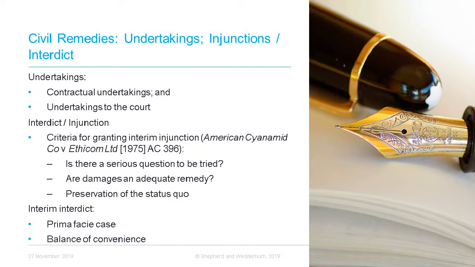However, an undertaking can also be given by the defendant to the court. The main difference between an undertaking given to the court and a contractual undertaking is that there is an immediate sanction for breach of an undertaking to the court. A breach is considered to be contempt of court and can, in theory, carry a prison sentence. In contrast, the remedies for breach of a contractual undertaking are the same as any ordinary breach of contract.